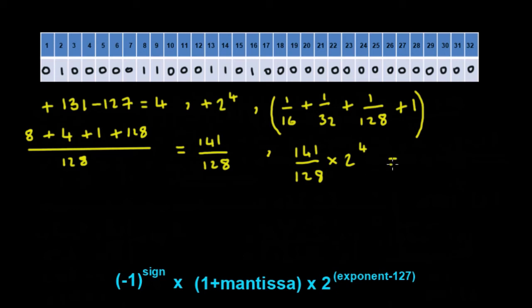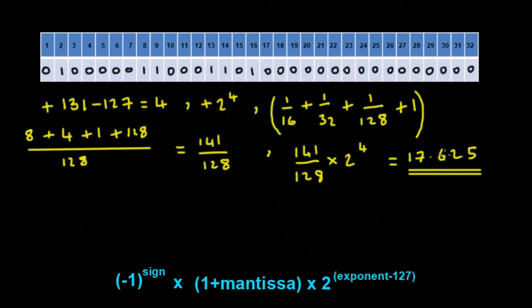So all we need to do is stick that into a calculator and you're going to get the result, a value of 17.625. So that's us finished that there, and that's us done our very first floating point binary to decimal conversion. So this 32-bit floating point binary number is equivalent to this decimal number here, 17.625.